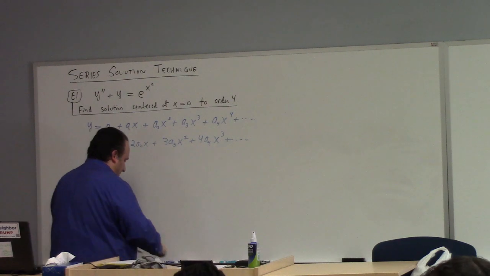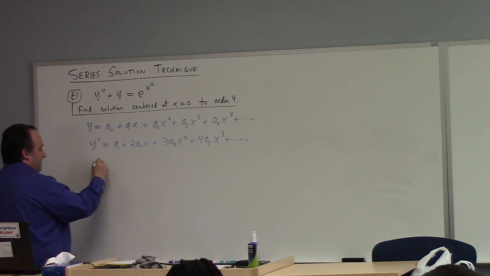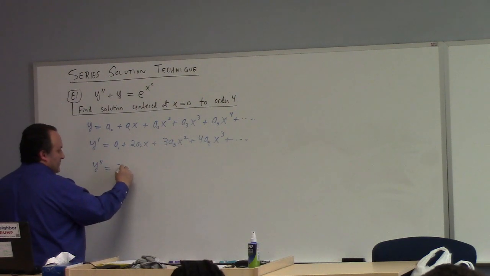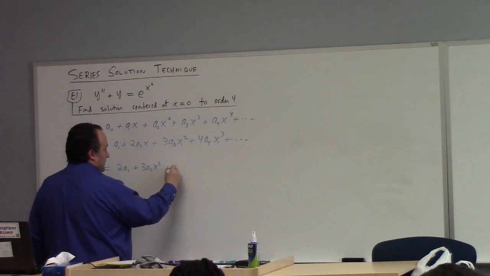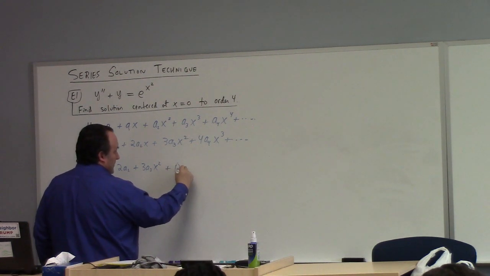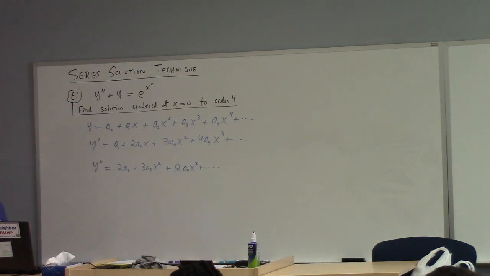And then we differentiate a second time, and that gives us y prime prime equals 2a2 plus 6a3x plus 12a4x squared plus dot, dot, dot. All right? Great. Now I want to plug that into the differential equation. But in order to be fair here, I also should probably expand e to the x squared as a series.